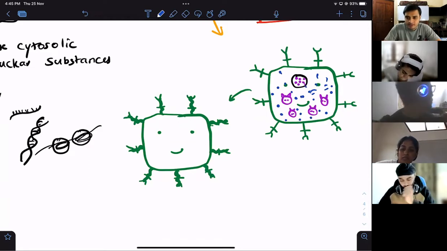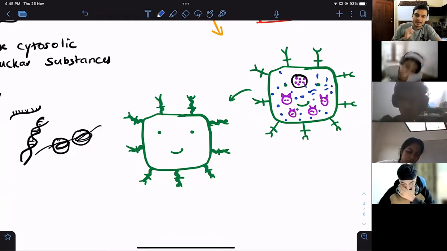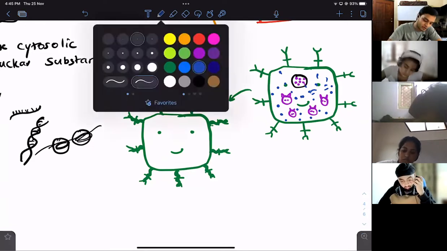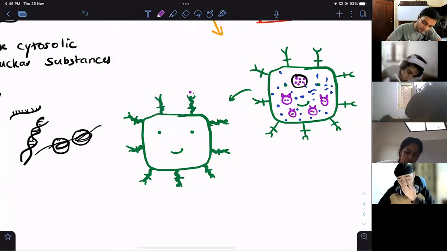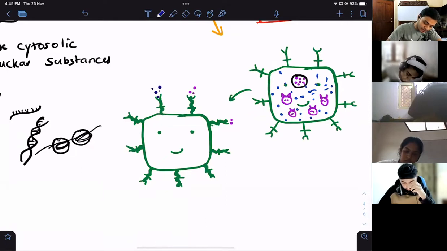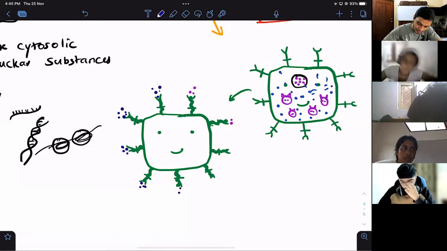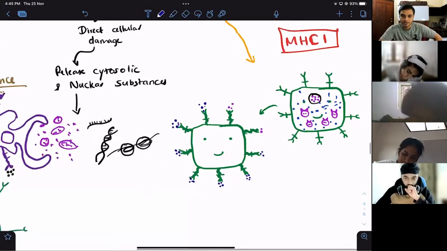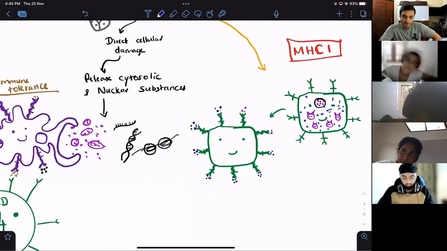Now what happens? Because the MHC class 1 is abnormal, it will present some of these viral particles. But at the same time, what will it present? It will present some of our nuclear material, some of our cytosolic material. All of these will be presented by this MHC class 1, with the loss of immune tolerance. They will present them to the immune system as harmful substances.